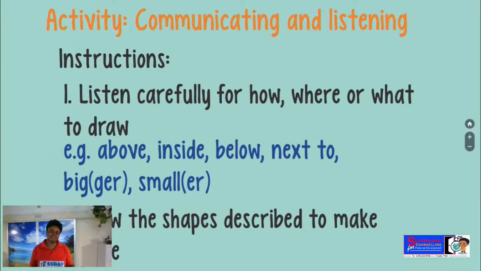So the only thing you need to do is to listen carefully for how, where, or what to draw. These instructions are actually going to stay on screen for a while. I might say above, inside, below, next to, bigger or smaller. And that's just to give an indication of how exactly I want this image to be drawn. And then I'm going to ask you to draw the shapes that I described in order to make a whole picture. Okay? Got it, Jaden? Not really. All right, so like I said, they're going to stay on the screen. So when we start, if you don't understand, you can feel free to ask me what exactly you want me to do, okay? Okay. All right.